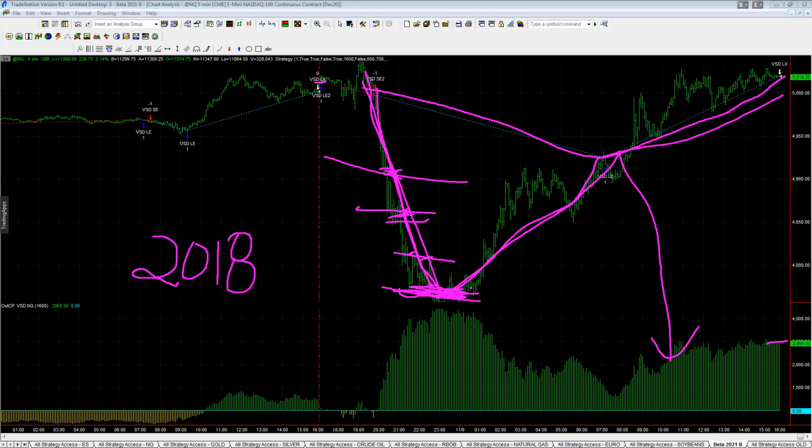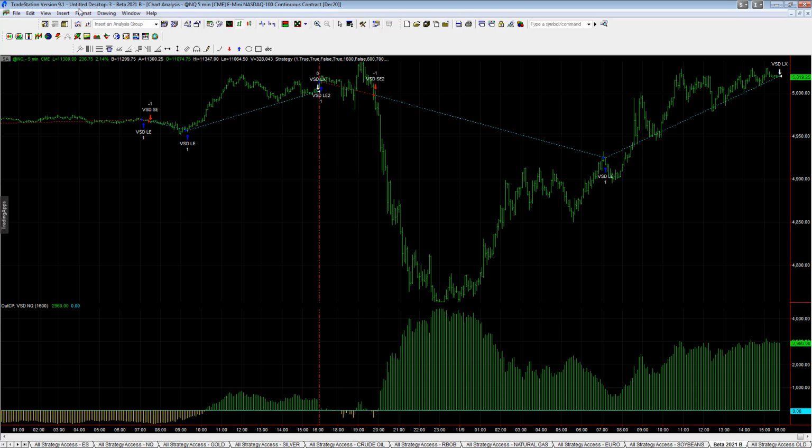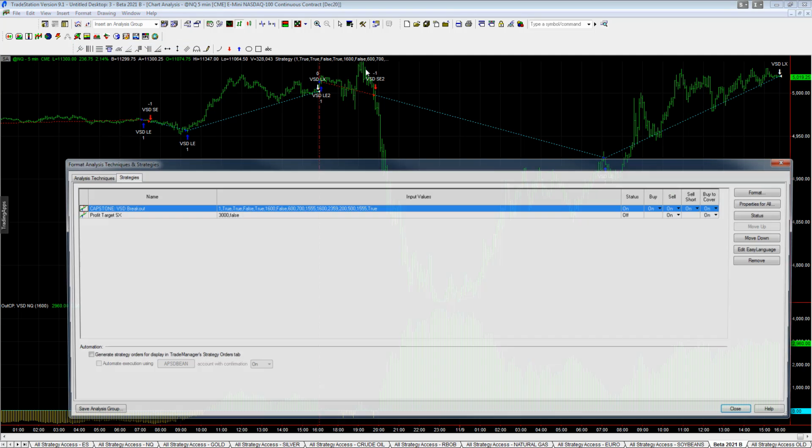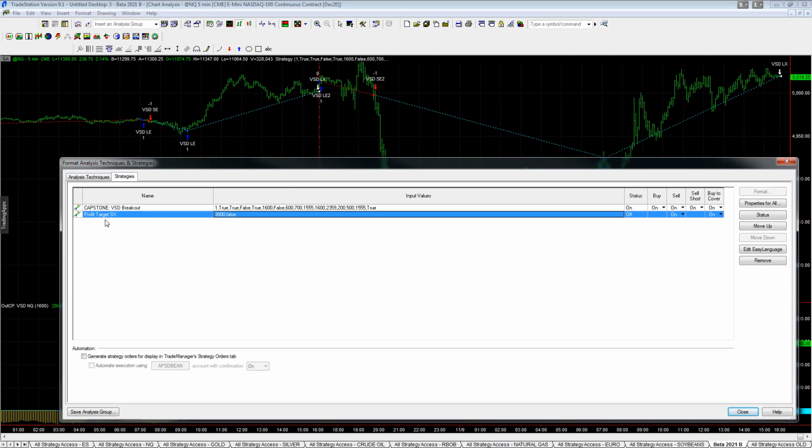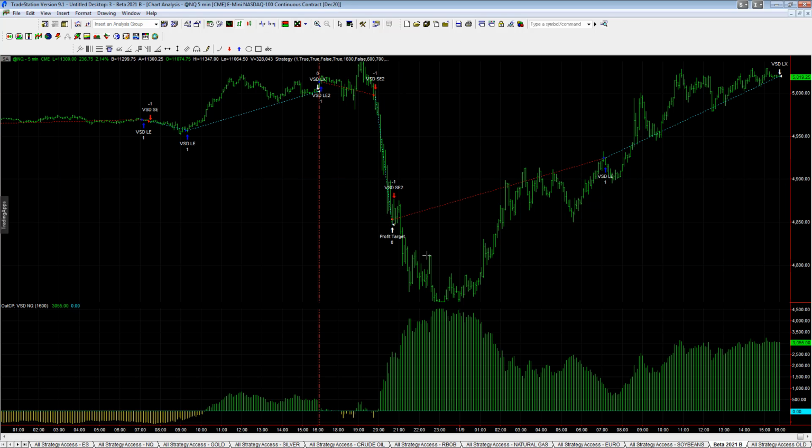You could also add a profit target. So say format, strategies, and turn on a profit target for the short exit. So turn that on, and so the market went down, hit its profit target, got short again. It just did slightly better. So maybe you say, well, I'll only take one short into the limit move and then one long.